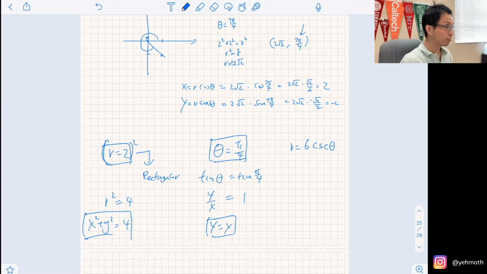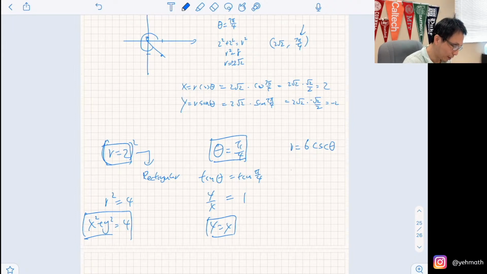Is that cosecant? Yep. r equals 6 cosecant theta. Well, cosecant is just 1 over sine. Then I can flip sine to the other side, so it's r sine theta equals 6. And then one more step: we bring the r to the other side. No. x equals 6? No, almost. y is equal to 6.